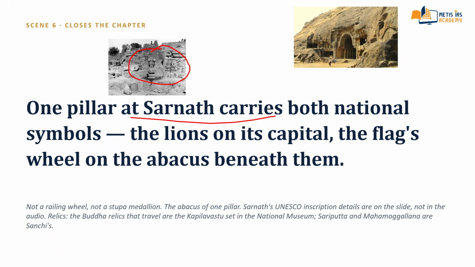So you have to keep the two sets of relics apart, because they are different objects with different histories. The Buddha relics that travel are Kapilavastu relics recovered from Piprahwa and held in the National Museum. The Sariputta and Mahamoggallana relics are Sanchi's, recovered from Stupa 3, taken to Britain in the 19th century, returned in the middle of the 20th century and re-enshrined at Sanchi, where they are the direct link back to the Stupa 3 monument. That is not archaeology, that is a 2000-year-old practice still functioning.